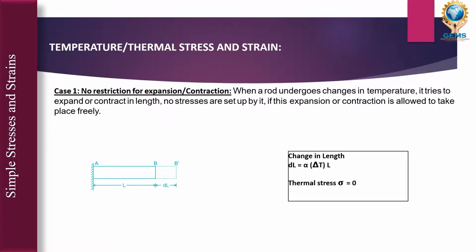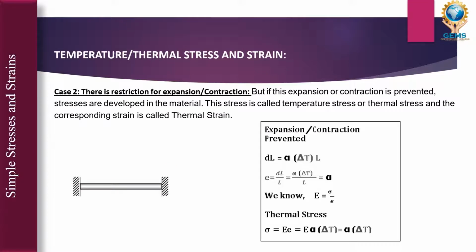Now we will see the second case. There is restriction for expansion and contraction. So in that case what will happen? But if this expansion or contraction is prevented, stresses are developed in the material. This stress is called temperature stress or thermal stress, and the corresponding strain is called thermal strain. Understand?